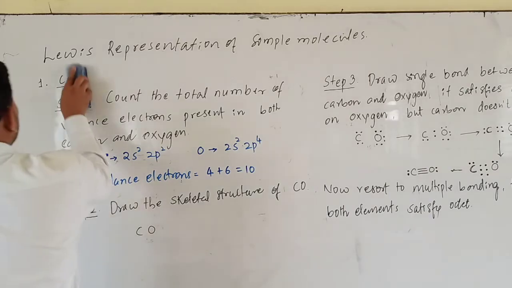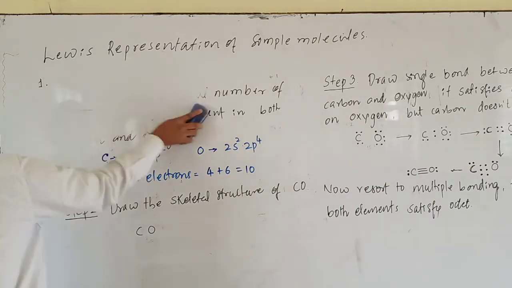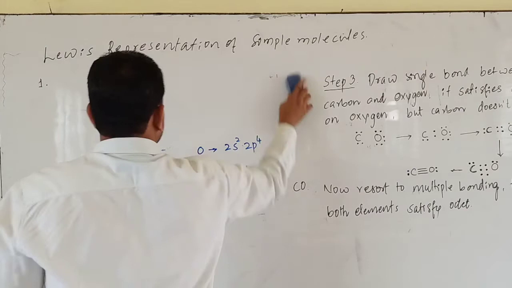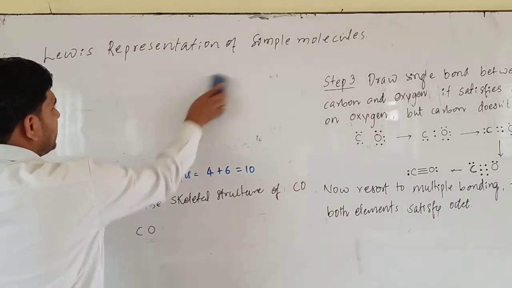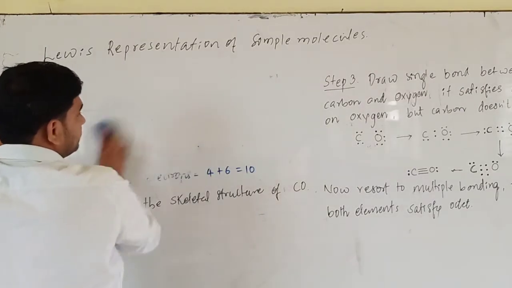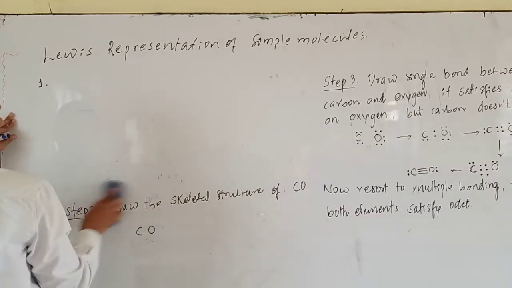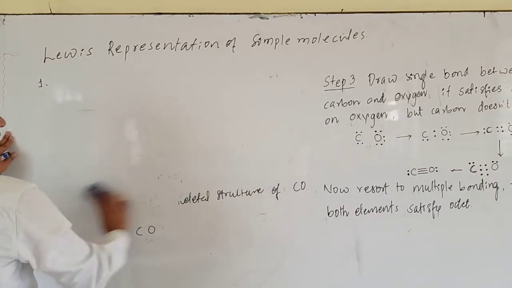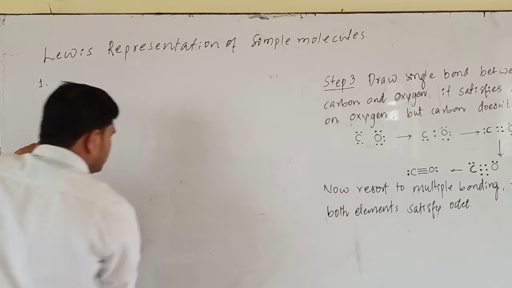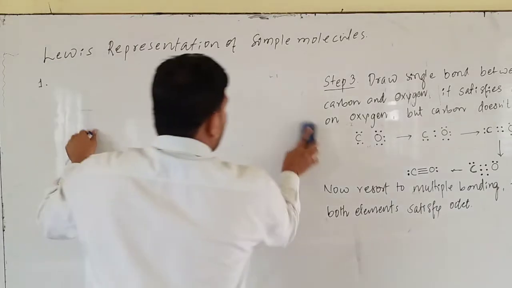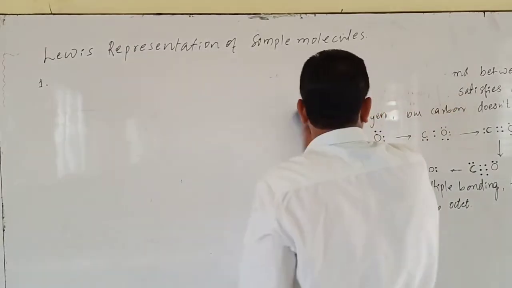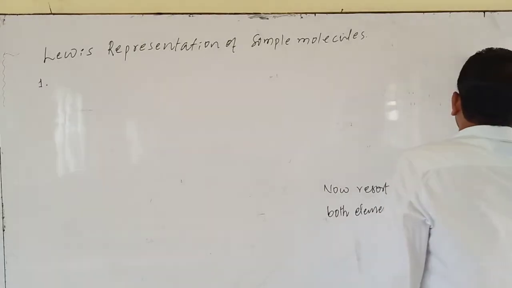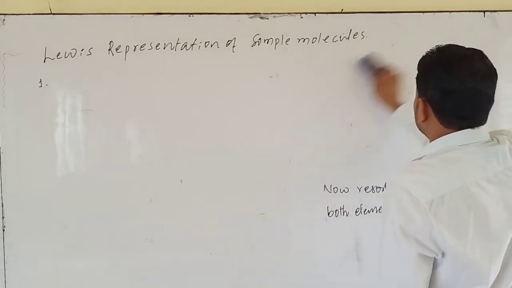Now, second molecule. Let us discuss the second molecule. I will take the anion, the nitrite anion, for example, NO2 minus. We need to follow the same steps.